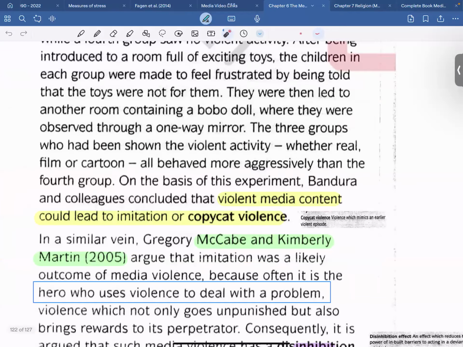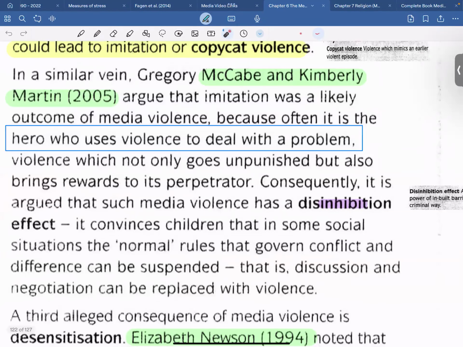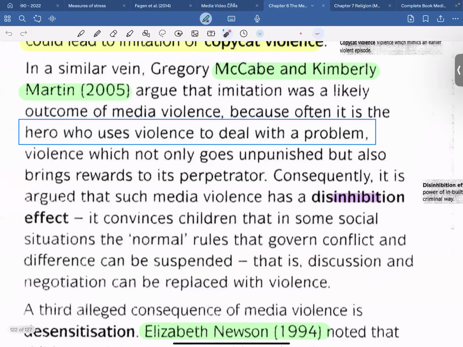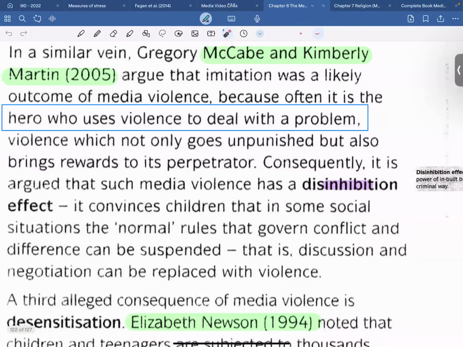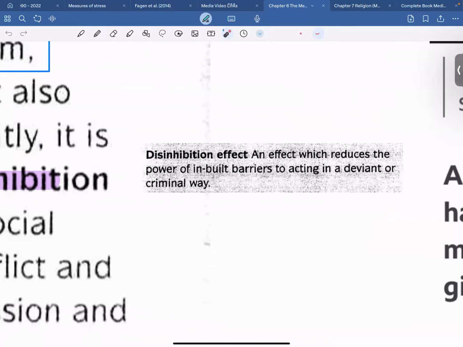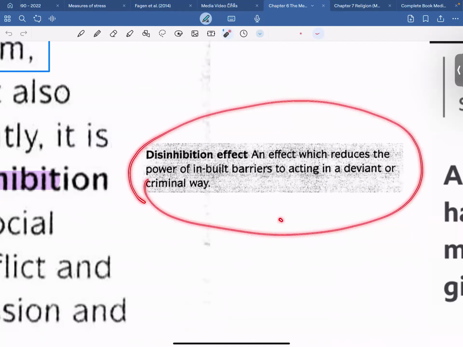Now, in a similar vein, let's talk about another study conducted by McCabe and Martin. Not a study exactly, but there's a concept I'd like to discuss here: the disinhibition effect. What exactly is it? Before we understand disinhibition, we need to understand what the word inhibit means. Inhibit means to stop. And disinhibition means something that reduces the power of inbuilt barriers to act in a deviant or criminal way.